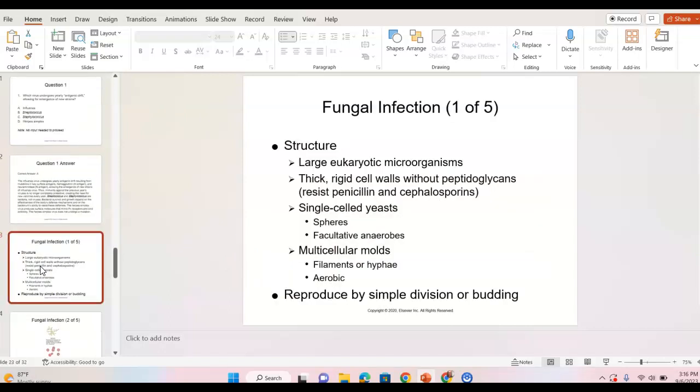Hey, fungal infections. So these are eukaryotic. They have a nucleus and a thick rigid wall. They resist penicillin and cephalosporins. We have single-celled yeast, which are spheres. I have a picture in the next slide. And they are actually facultative anaerobes, so they can switch back and forth from aerobic to anaerobic if needed. And then we have molds, which are multicellular. They have filaments, also known as hyphae. They are aerobic, and they reproduce by simple division or budding.